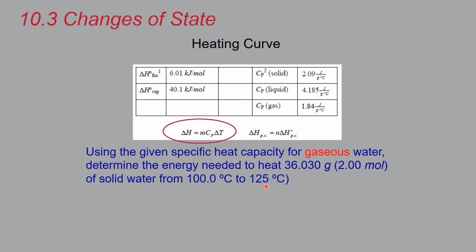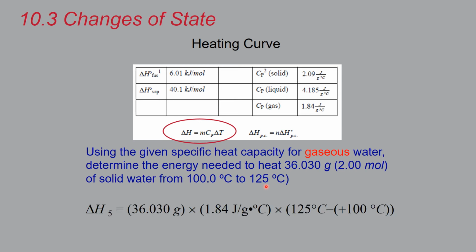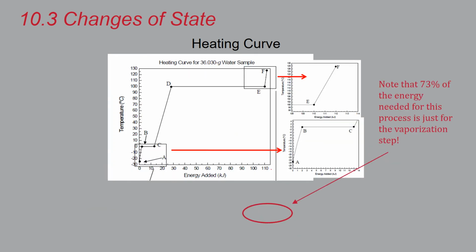And so the only difference here, just be mindful of the temperature range and the heat capacity. So you want the heat capacity for gaseous water, 1.84 joules per gram per degree Celsius. And then the temperature range, the final temperature is 125. The initial temperature was 100. And all that put together gives us an enthalpy change of 1.658 kilojoules for that last step, which was heating the steam from 100 degrees to 125 degrees. And that's pretty much it.